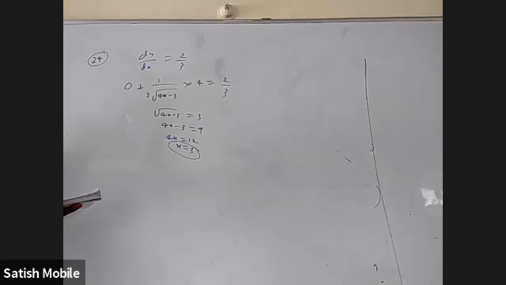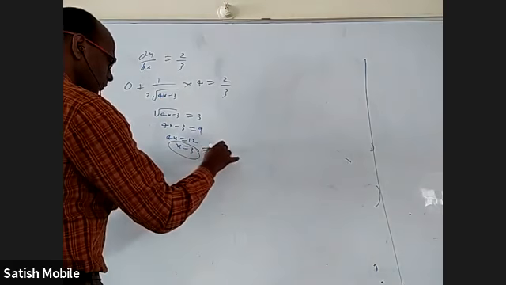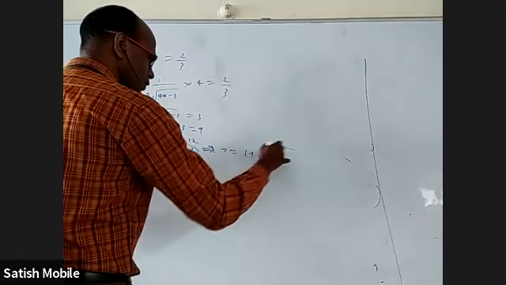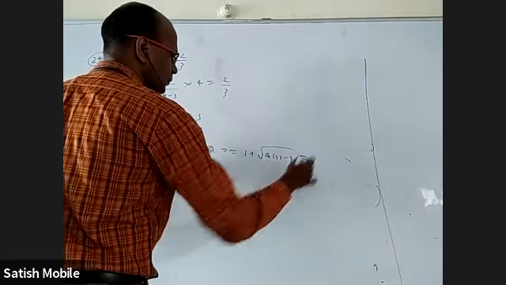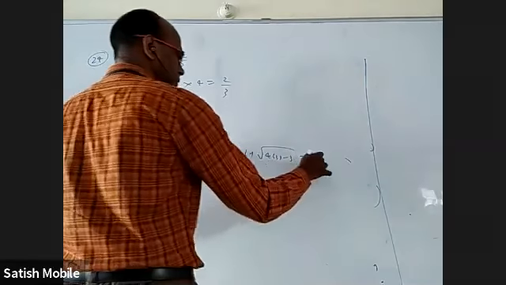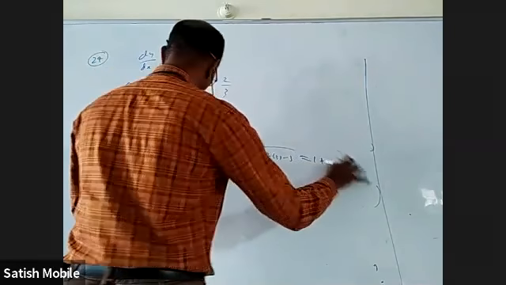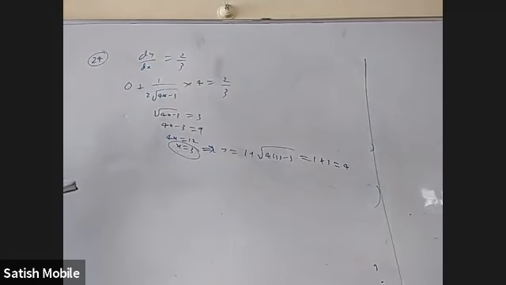Okay, so the point where the slope of the tangent is 2 by 3, the x coordinate is 3. If somebody wants y, put it in the curve. 1 plus square root of 4 into 3 minus 3. That is 1 plus 3, which is 4. Okay, that is the point on the curve where the slope of the tangent is 2 by 3.